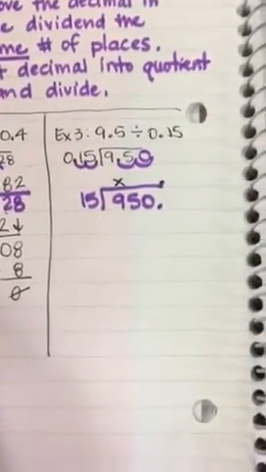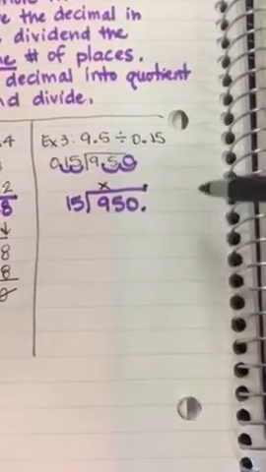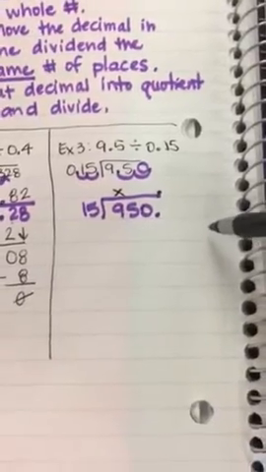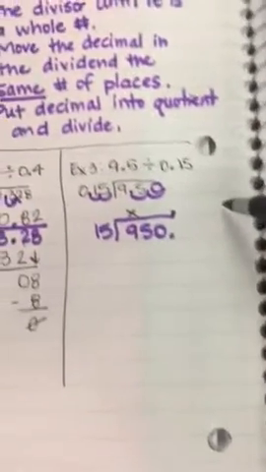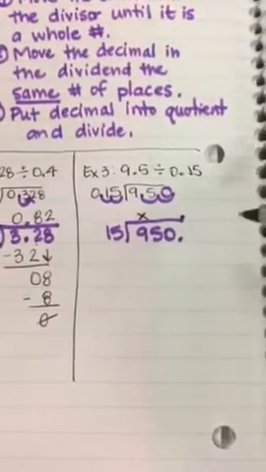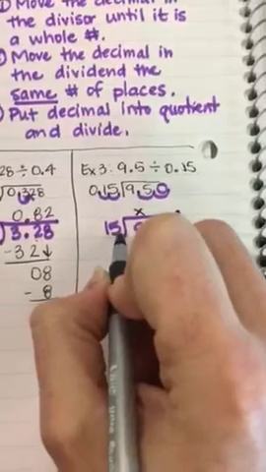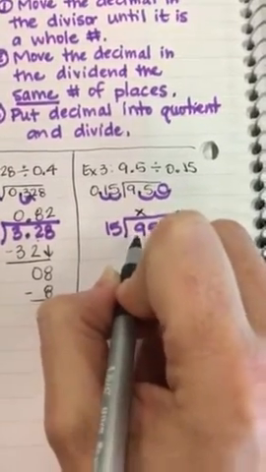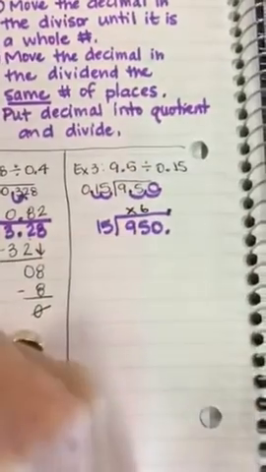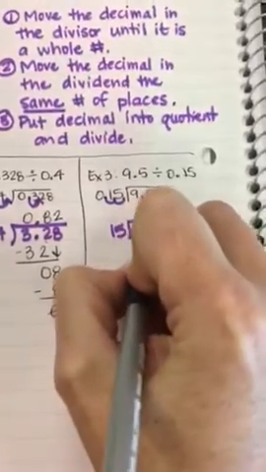If you don't know your 15s, remember we've talked about you can come over to the side of the paper and you could work them out. You could just list 15 plus 15 is 30, plus another 15 is 45. You can make guesses. You could just choose a random number and say 15 times 3 and see what you get. So I know that 15 is going to fit into 95 6 times, because 15 times 6 is 90.